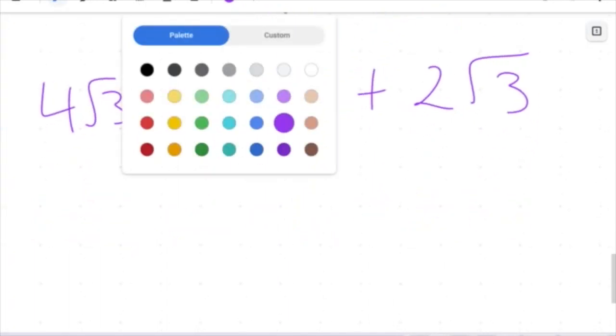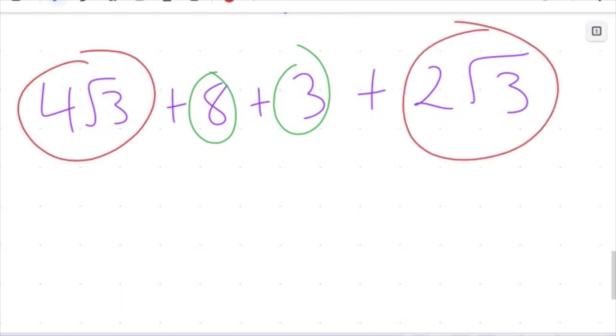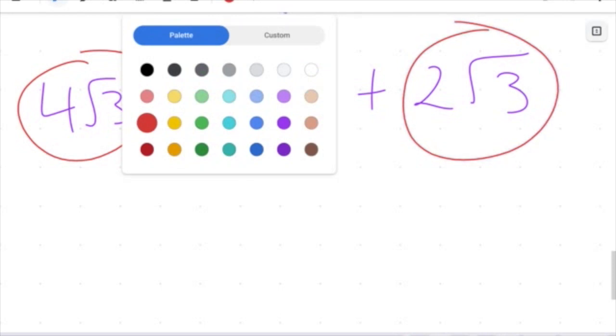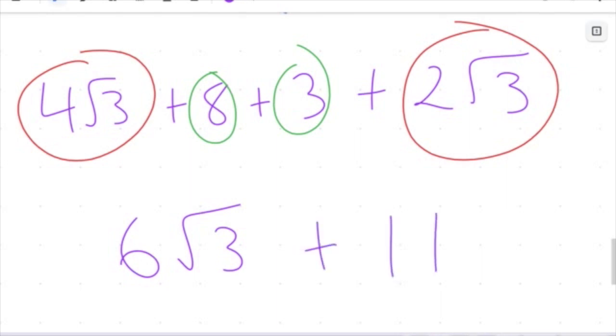And I can group a couple of these terms. These are just whole numbers that I can regularly add. And I have like surds as well. So 4 root 3 plus 2 root 3 gives me 6 root 3. And 8 plus 3 gives me positive 11 here.